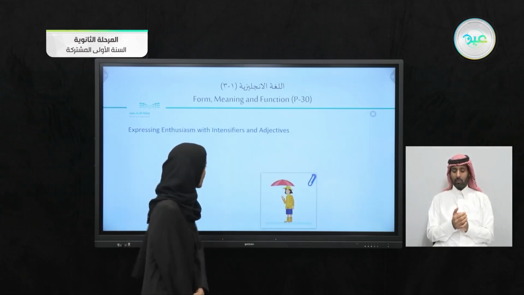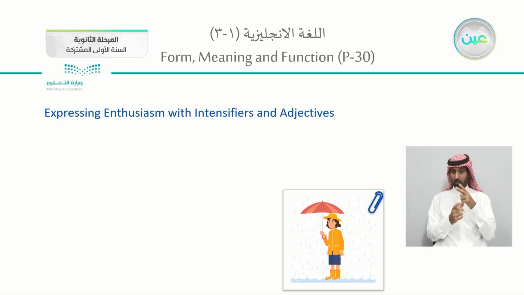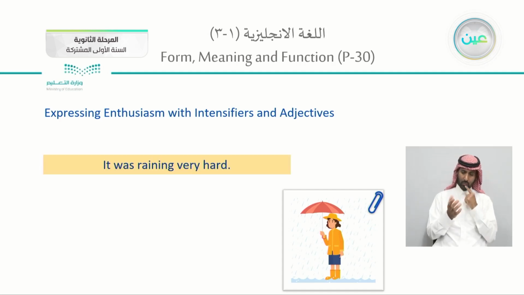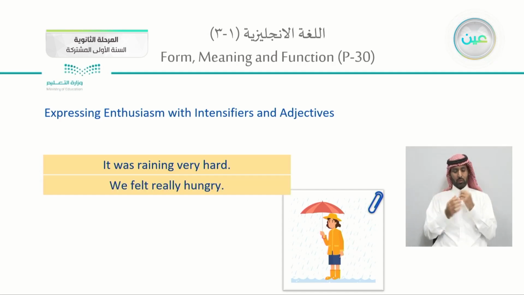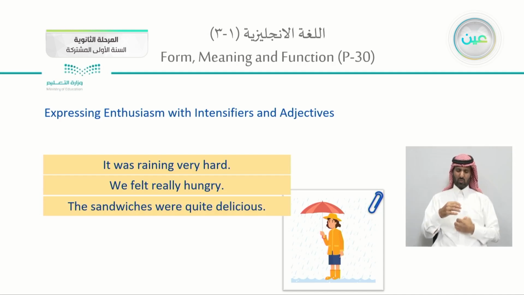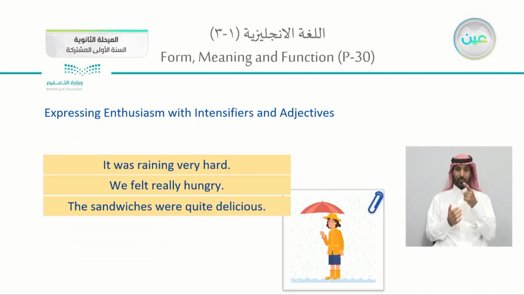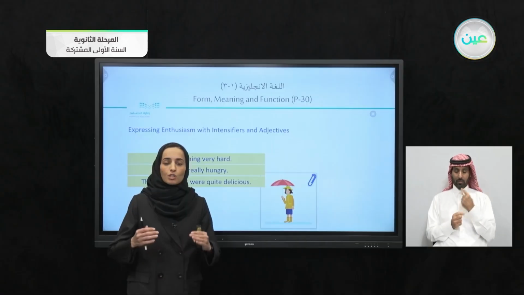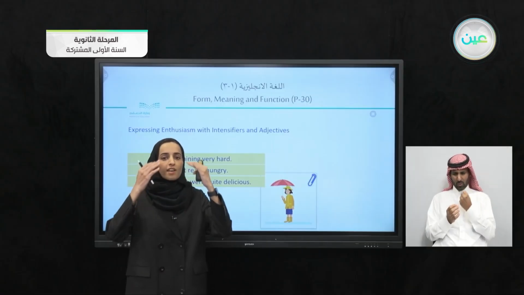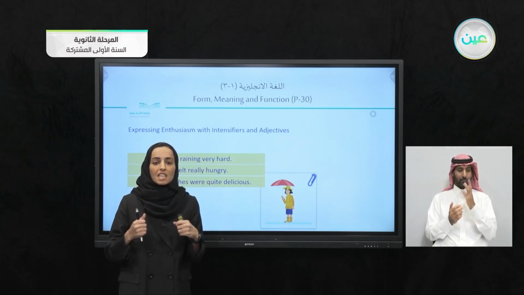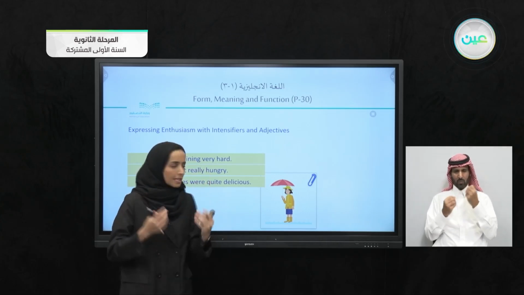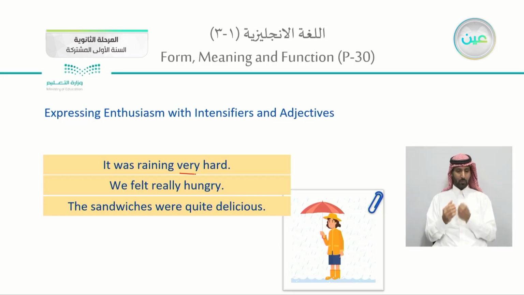Okay, expressing enthusiasm with intensifiers and adjectives. Let's check the sentences in here. It was raining very hard. Also, we felt really hungry. The sandwiches were quite delicious. In here, we are describing things and telling you that it's not only hard, it was very hard. We are expressing strong feeling. So very hard. I wasn't just hungry, I was really hungry. The sandwiches were delicious, more than quite delicious.